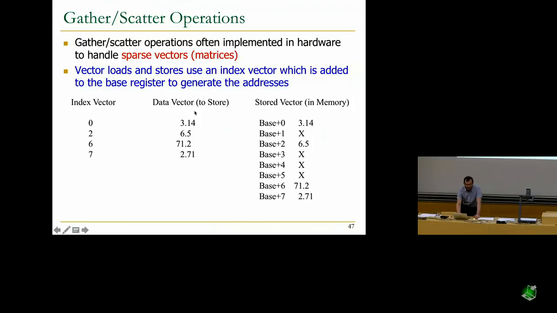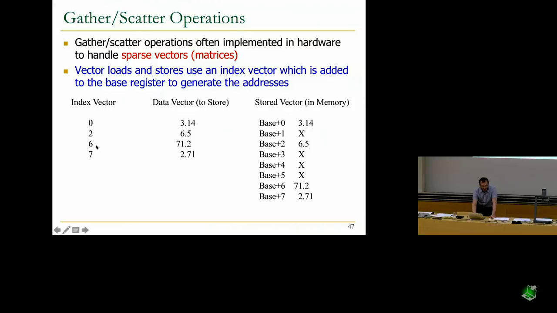If you supply a base address, the address you compute for the data to store or load, it doesn't matter here, but what happens is, if this is your index vector and this is your data vector, what gets stored in memory with a store operation is this: you take the base address in the first cycle, add the index vector, base plus zero gets 3.14. Next cycle, again, we have a vector, right? Base plus two gets 6.5, because you take the index from the index vector, add it to the base address, take the data from the data vector, and store it at that address. So base plus two gets 6.5. Next cycle, base plus six is our address.